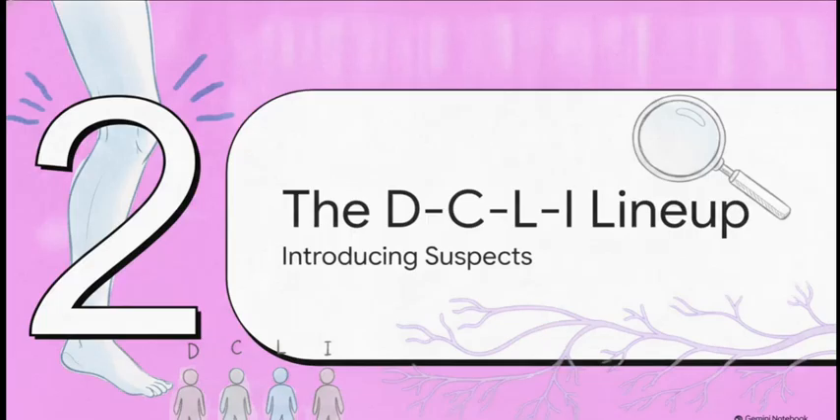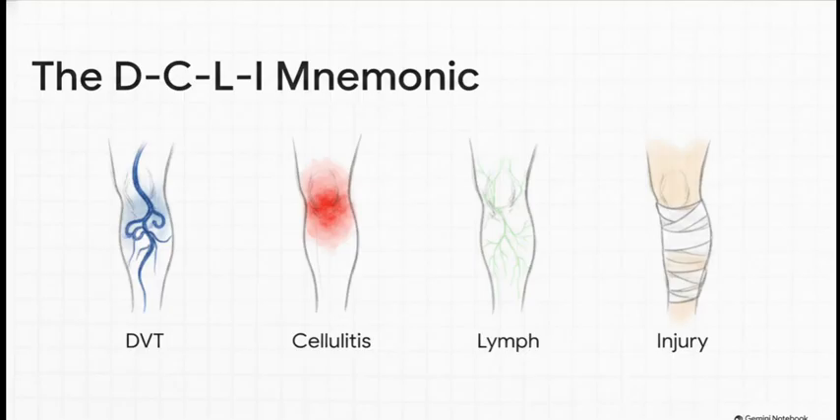Moving on to Section 2, the DCLI lineup, introducing the suspects. Now, let's actually meet our specific lineup of local culprits responsible for unilateral edema. I want you to lock this mnemonic right into your memory. When you see one swollen leg, your brain should immediately flash DCLI. These are the exact four suspects we need to interrogate when cracking this case.